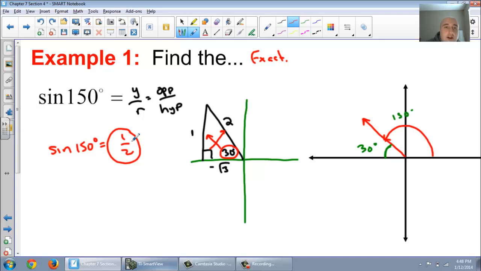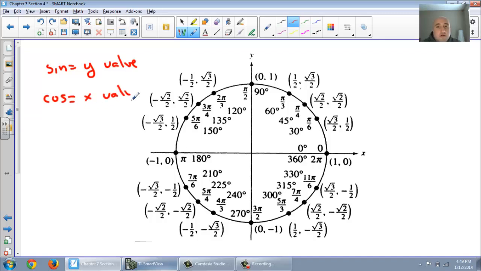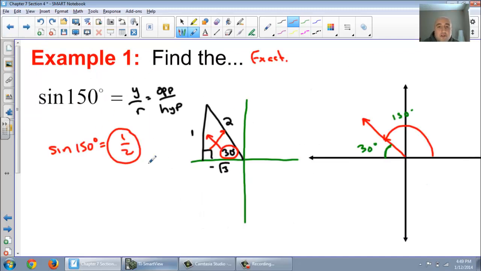Okay? Now, if we go back to our unit circle now, and I get rid of all the markings, the sine value, sine is always your y value, and cosine is always your x value. So if we find 150 degrees, here's our ordered pairs. What is our y value here? It's 1/2. That's our sine. Isn't that what we figured out? Yep, we got 1/2, so we know we got the correct answer.